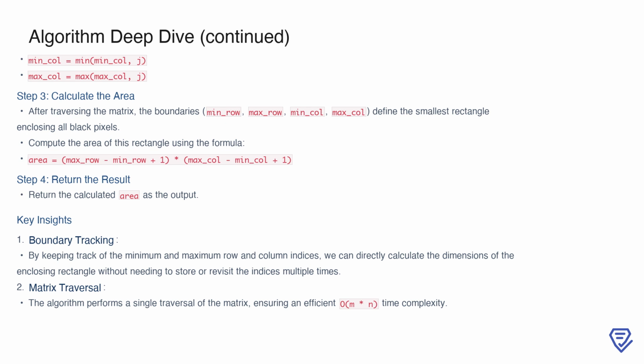Using these boundaries, we can calculate the area of the rectangle with the formula (max_row - min_row + 1) * (max_col - min_col + 1). This formula accounts for the fact that the dimensions of the rectangle include all rows and columns from the minimum to the maximum indices, inclusive. Lastly, the computed area is returned as the result. Key insights here include the efficiency of boundary tracking, as it allows us to calculate the rectangle's dimensions in a single pass without extra storage. The algorithm's single traversal of the matrix ensures that the time complexity is optimal at O(m*n).